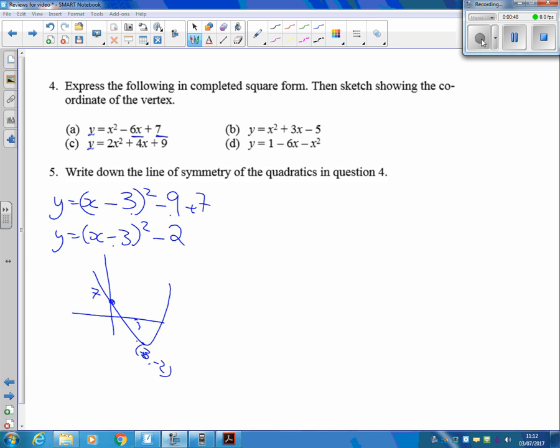For part 5, it then says, what's the line of symmetry for that one? So the line of symmetry is all the way down the middle there, and that's when x is equal to 3. X is equal to 3 for that bit there.